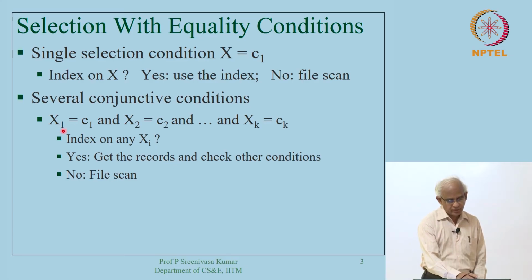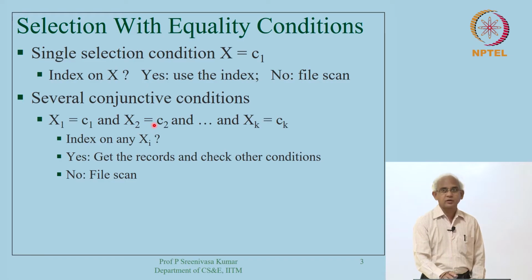In an unlucky situation where there is no index on any one of these attributes, you basically do not have any choice other than doing a file scan, and while you scan the file, check this condition and then pick up all those records that satisfy this particular condition.